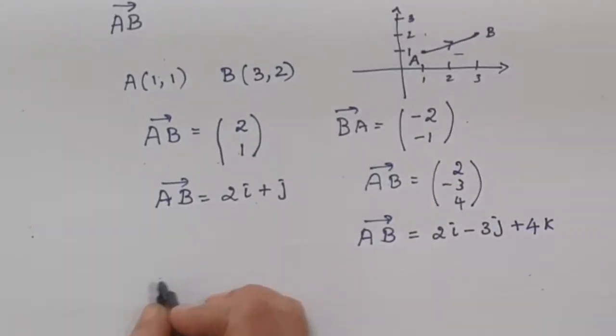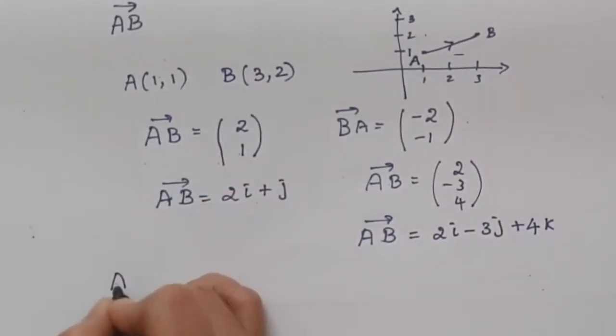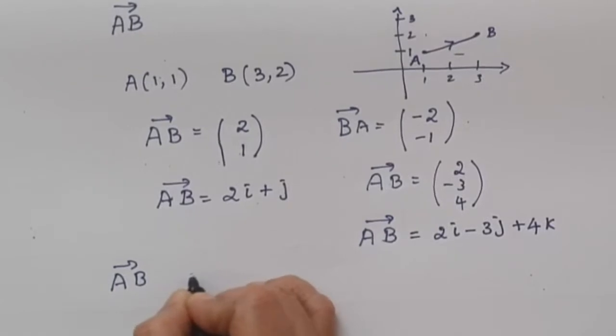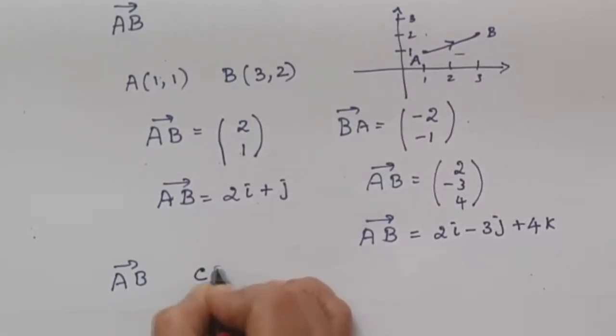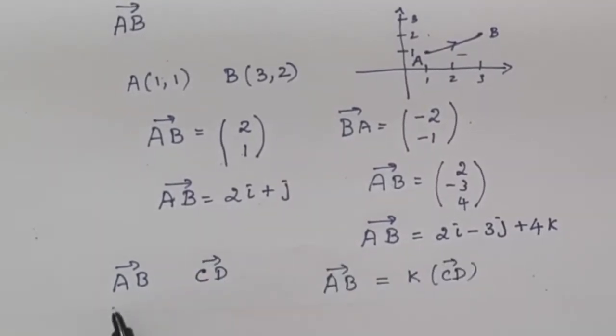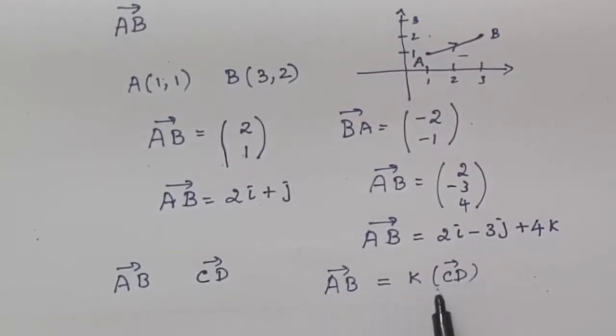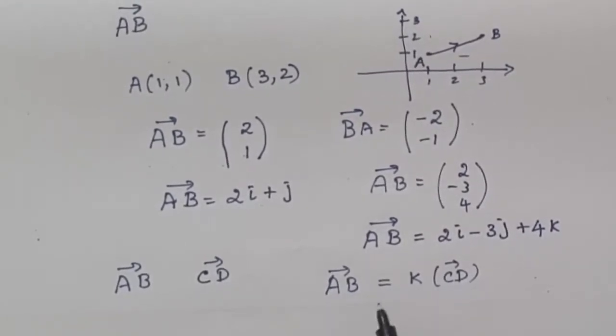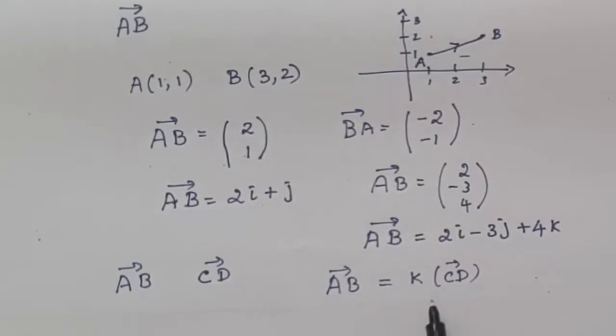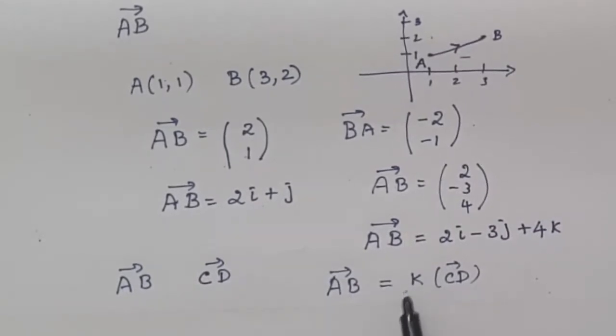Now when two vectors are parallel, suppose vector AB is parallel to vector CD, then vector AB will be some scalar multiple k of the vector CD. When one vector is a multiple of another vector, we say that the two vectors are parallel to each other. This k can be a whole number, a fraction, a negative number, or a positive number.